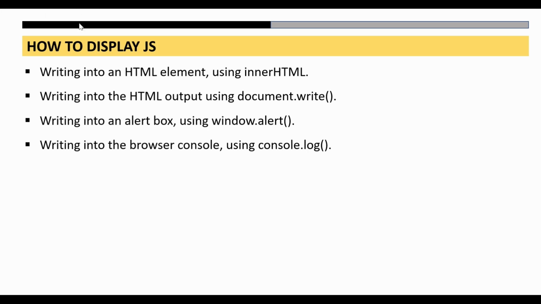The very first way to display JavaScript is through innerHTML. That means innerHTML defines the content of your HTML element. The next way is document.write, which is basically used for writing something inside your UI only. Then through the alert box, which I've already shown you in where to include JavaScript code. And the last place is the browser console, that is console.log. We are going to see all of them one by one. So let's go to our Visual Studio Code.